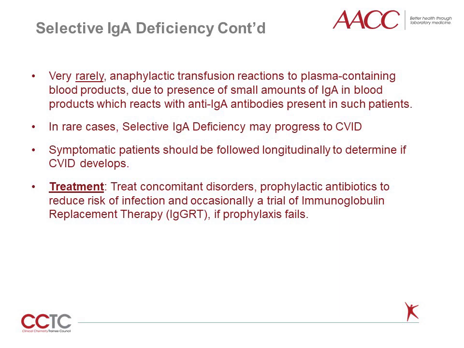For laboratory evaluation, measurement of serum concentrations of IgA, G, and M are performed. A diagnosis of selective IgA deficiency is confirmed with an isolated deficiency of serum IgA in the presence of normal IgG and IgM. Treatment may include prophylactic antibiotics to reduce risk of infection and occasionally a trial of immunoglobulin replacement therapy if the patients have specific antibody deficiency and failed prophylactic antibiotics.